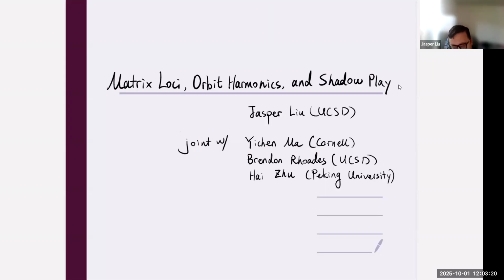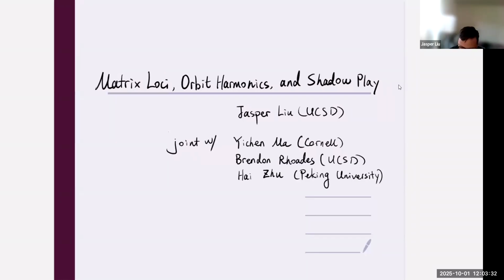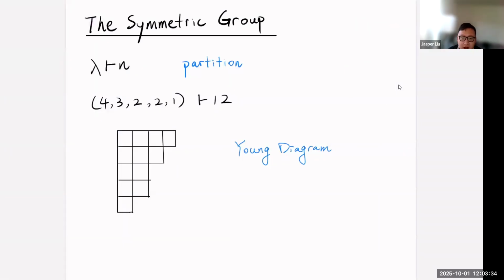All these three words in the title may seem unfamiliar to you, but don't worry, we will start with something we are all actually more familiar with, and we will go over these objects one by one. So let's start with some basic constructions.